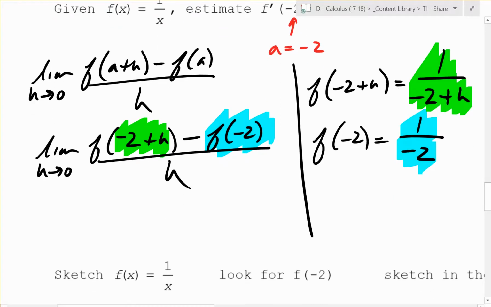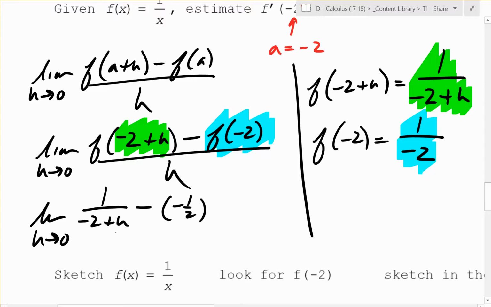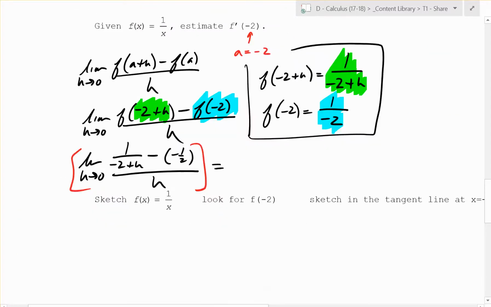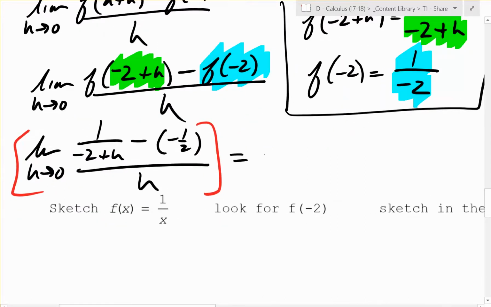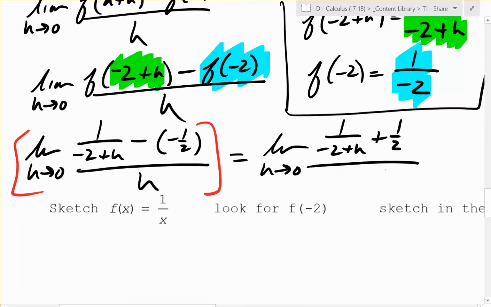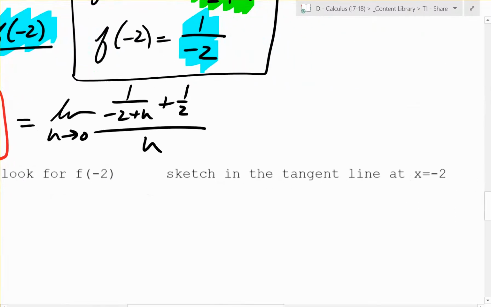So when you plug this in, you end up with the limit as h goes to 0 of 1 over negative 2 plus h minus negative a half all over h. You get this thing right there. Still can't plug in h yet. So let's start simplifying. So what does this look like? Well, if we simplify the top, you still have the limit of 1 over negative 2 plus h plus a half all over h. And now we want to clean this up.